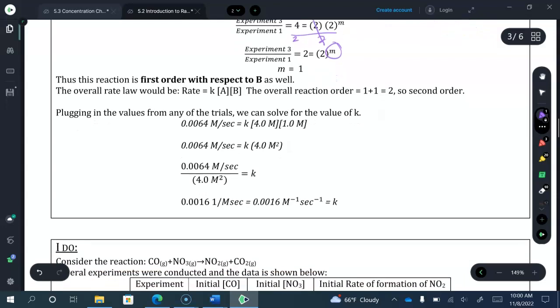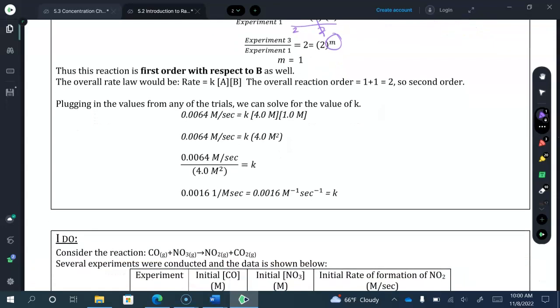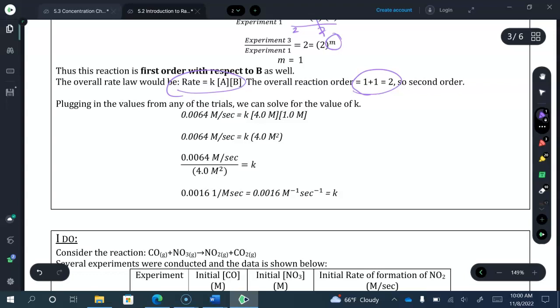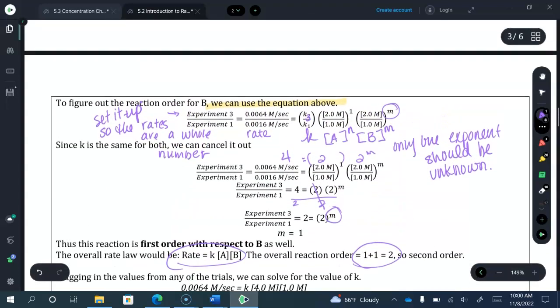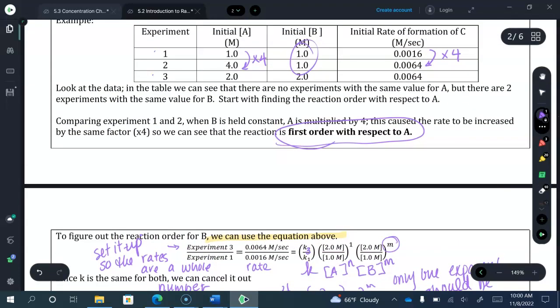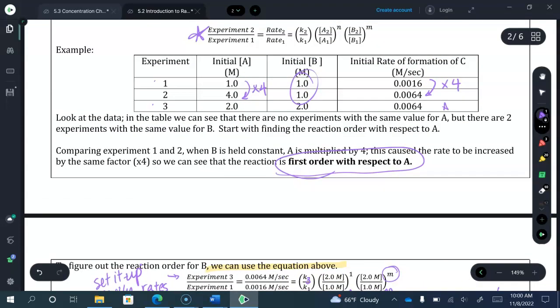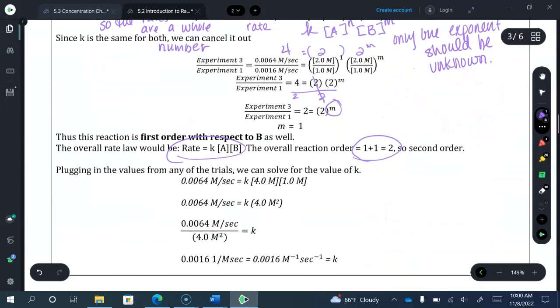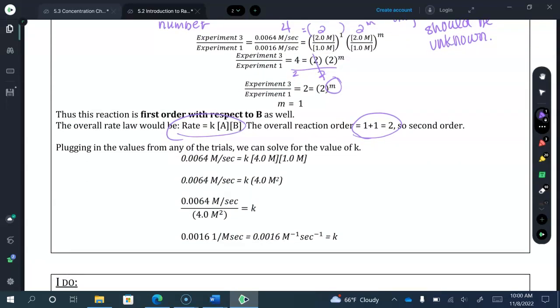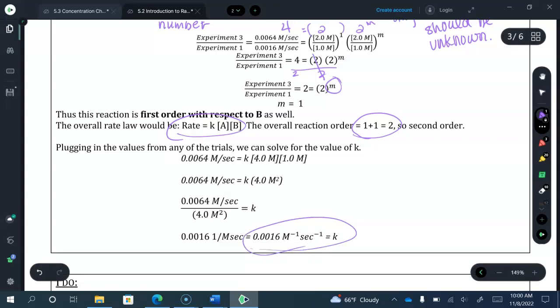Okay. This reaction is then first order with respect to B as well. So you write this overall rate law, which then tells you the overall reaction order is 2, or second order. You can then solve for K by plugging in any set of initial conditions. In this one, you are actually using the third experiment data, and it'll give you the same K value for that set of initial conditions, the same pressure, same temperature.